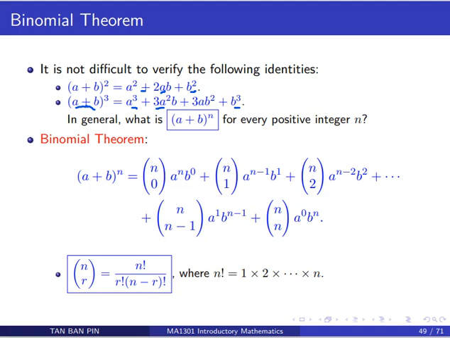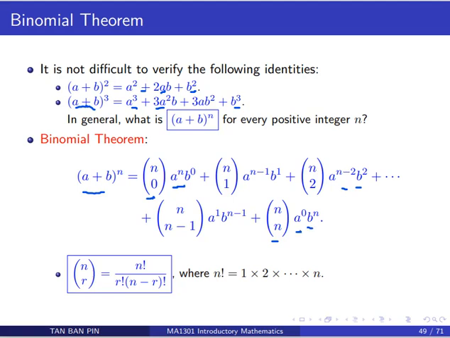What we want to do now is the binomial theorem, which tells you how to expand (a + b) to the power n. The general term of the binomial expansion looks like this. (a + b)^n is n choose 0, a^n, b^0, plus n choose 1, a^(n-1), b^1, plus n choose 2, a^(n-2), b^2, and so on until n choose n, a^0, b^n.